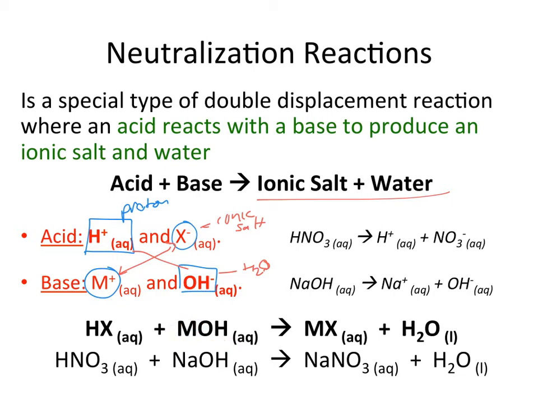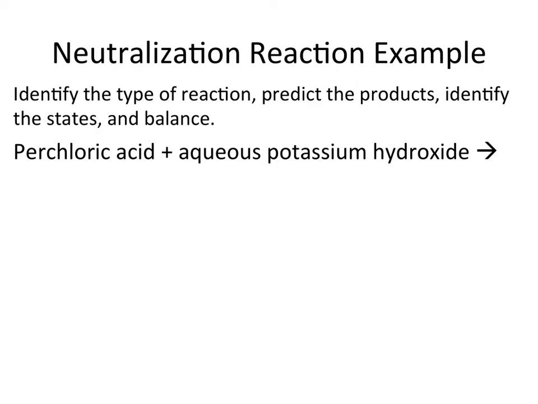So the metal cation and the non-metal anion will come together to form an ionic salt, and the H and the OH will come together to create water. And this is an example using these two examples here. What we get is NaNO3, which is our aqueous ionic compound, and we get some water. So here's an example of a neutralization reaction.